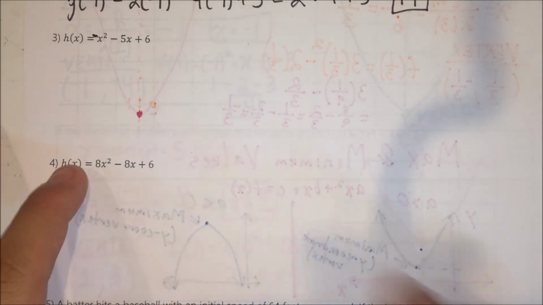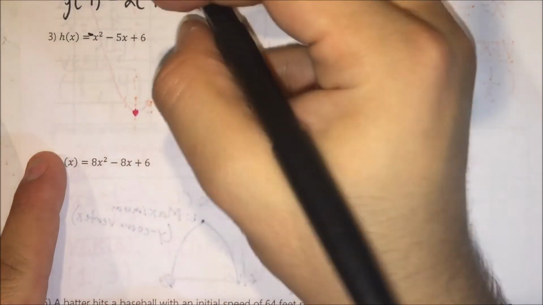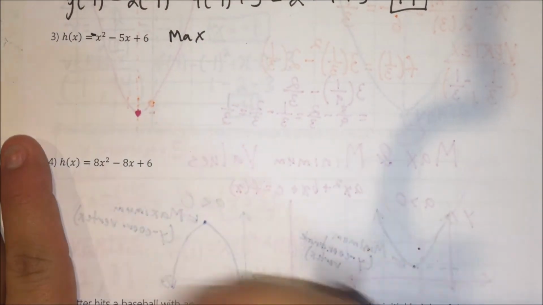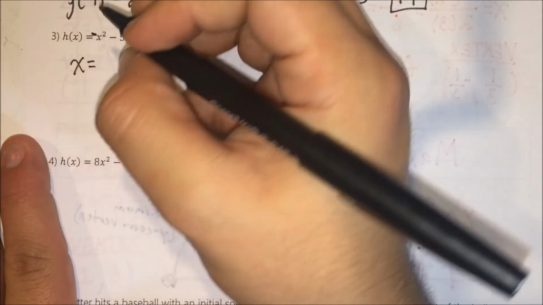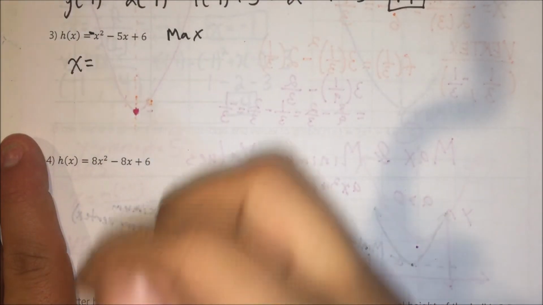Okay, so let's work through this one. Again, because I put that negative in front of the x squared, this is going to have a maximum value. And again, we find the axis of symmetry, which would give us the x-coordinate of the vertex.